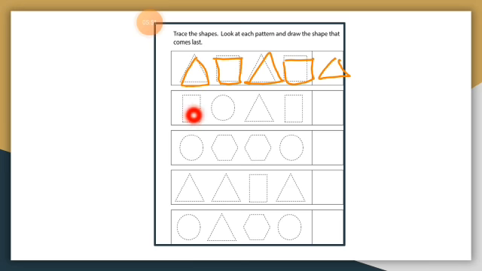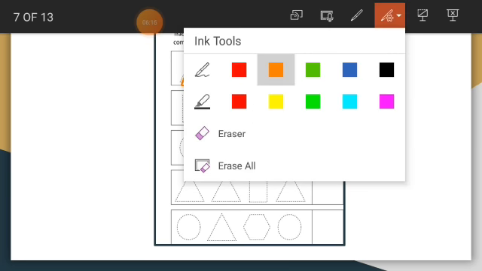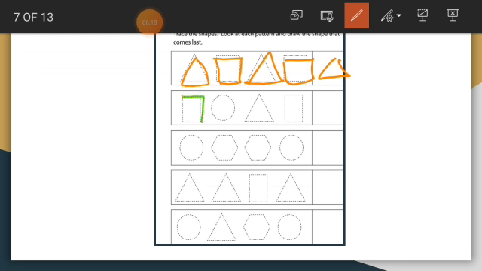Now look at the second line: rectangle, circle, triangle, rectangle. Now first trace the shapes and we will draw the shape in the last box. Which shape will come over here? Yes, again rectangle, circle, triangle, rectangle. What do we have after the rectangle? Circle. First we will trace the shapes: rectangle, circle, triangle, rectangle. Now after the rectangle we have again the circle. This is how we will draw the shape in the last box.